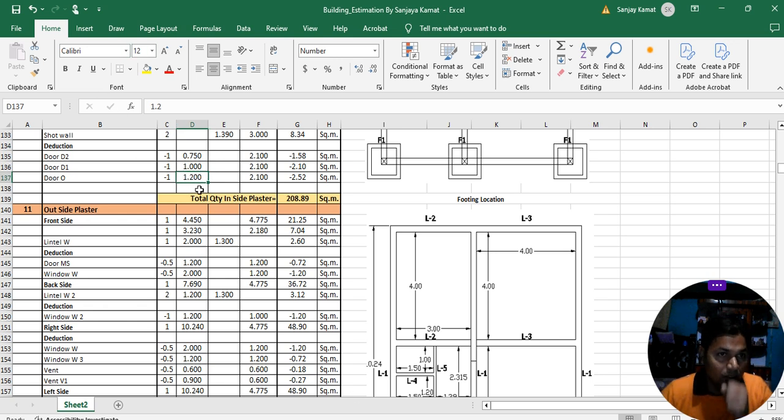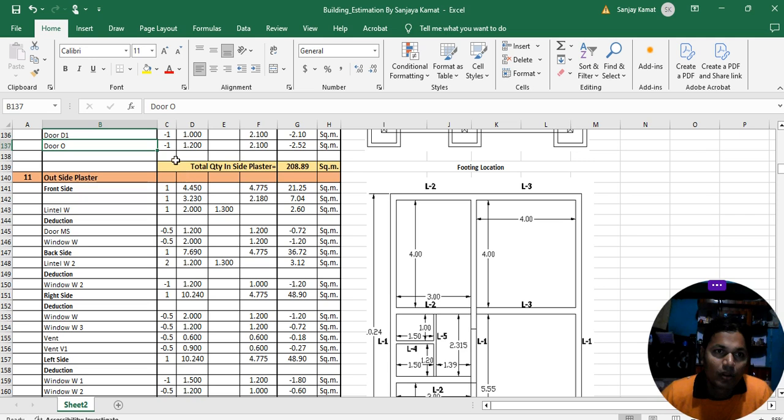Now we are going to deduct the door D1. The number of door D1 is -1, length is 1 meter, and thickness is 2.1 meter. After multiplying, you will get minus 2.10 meter square. And door D number is -1, length is 1.20 meter, and thickness is 2.1 meter. After multiplying, you will get minus 2.52 meter square.